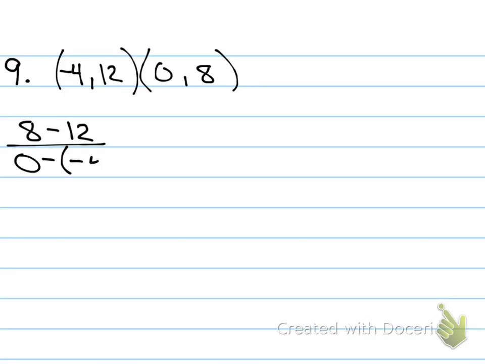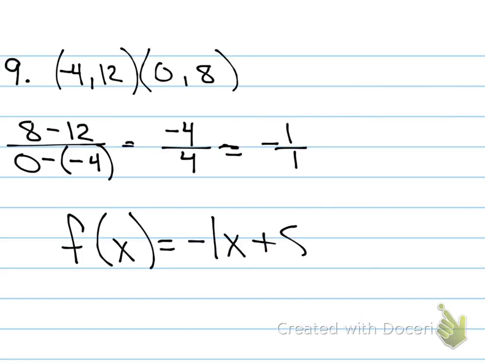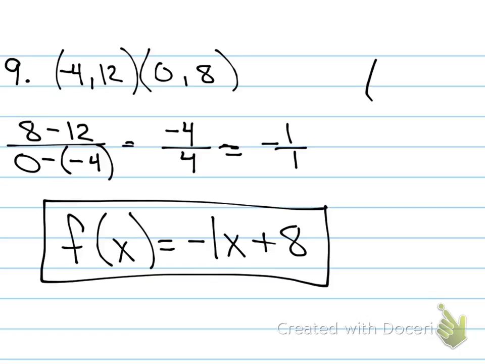All right, so now you do your subtractions, and what did you find for your slope? -4 over +4 because of the double negative. So -1 over 1. What's my y-intercept? 8. So now I can write it. Wait, do I write f of x, g of x, h of x? What do I write? F of x, because that's what number 9 says. F values. F of x equals -1x plus 8.